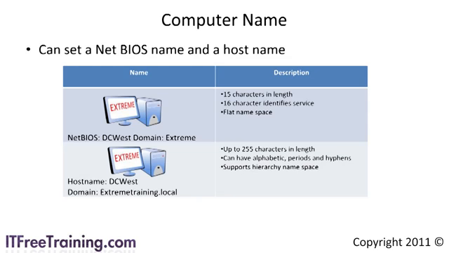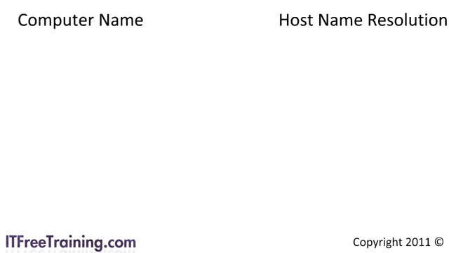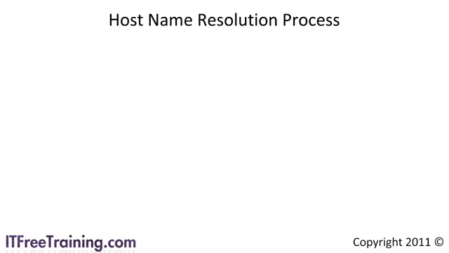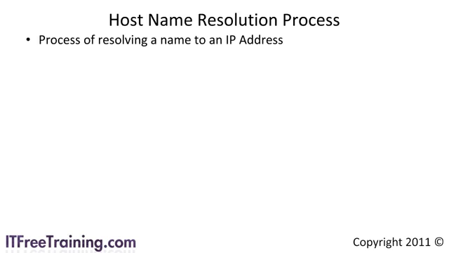Host names are essentially there to help humans. Computers work in the world of numbers, aka IP addresses. To change a host name into a number, Windows uses a resolution process. Before a computer can route a network packet from one location to another, the destination must be converted from a host name into an IP address. Host name resolution is the process of resolving a name to an IP address.